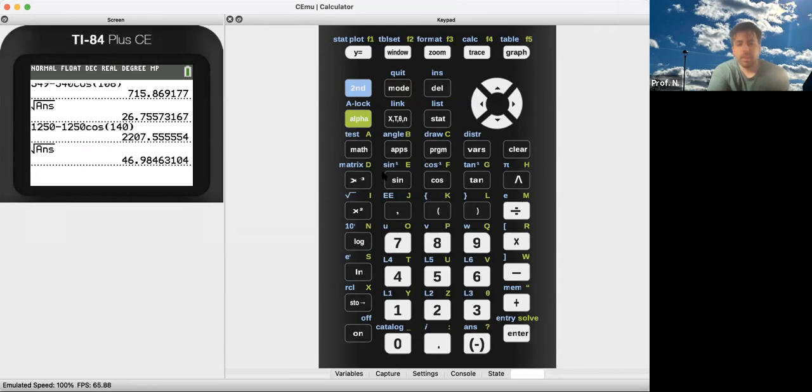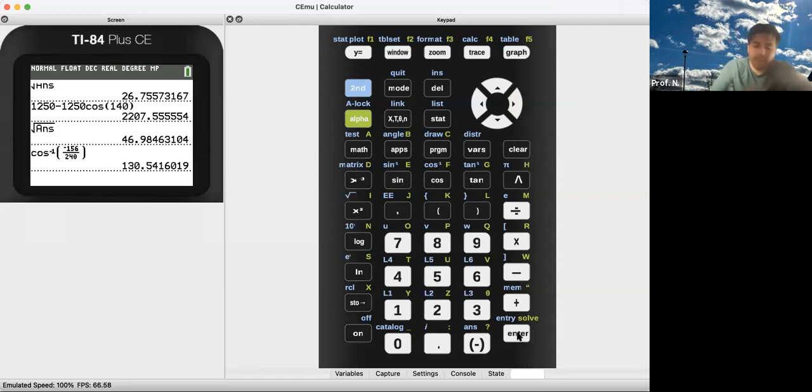Sorry, guys, that's not what I want. So this is second cosine, right? You put the fraction in cosine, and I put negative 156 over 240. Then press enter, and you get an angle. And the angle here is 130.54 degrees. Rounded to the nearest 10, to the nearest 100, to the nearest 1,000.